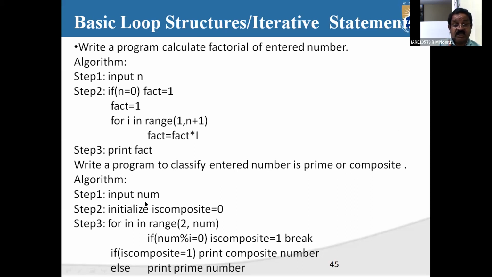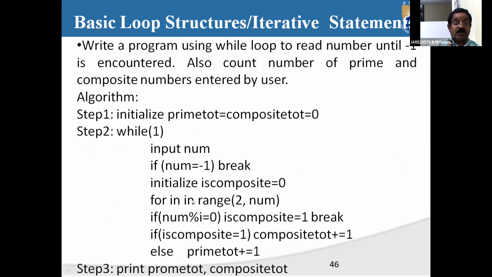Now you are going to enter the number and initialize is composite equals 0, and you will start with for I in range 2 comma number, that is, starting from 2 up to the given number. If the number is divisible by I, that is, you get the remainder 0, then composite equals 1, and it's going to break. Then it checks the condition: if composite equals 1, it's going to print composite number, or else it's going to print prime number, right?